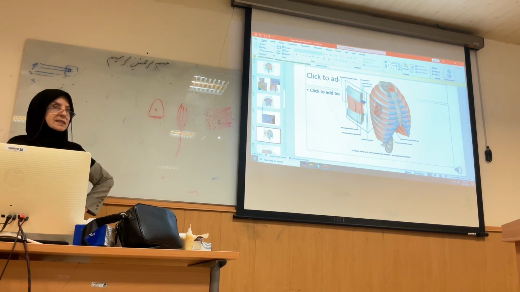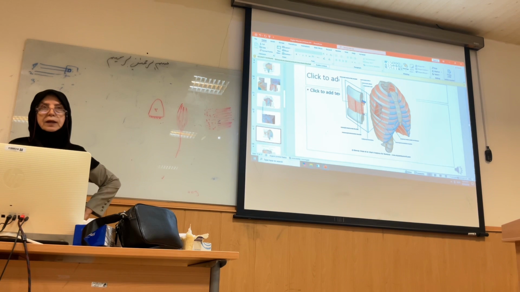Now another muscle in the thorax. After this muscle we can have some minutes break. Look at here.